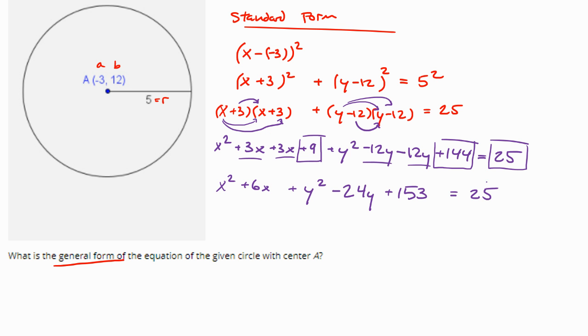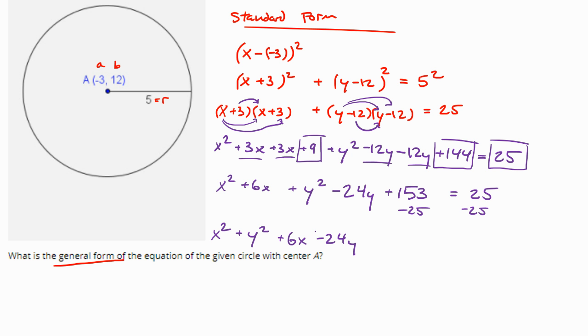Equals 25. And last step is to minus 25 from both sides. So 153, take away 25. 128. So all together here, and I'm going to move my x squared and y squared to be together just so it looks like general form. X squared plus y squared plus 6x minus 24y.